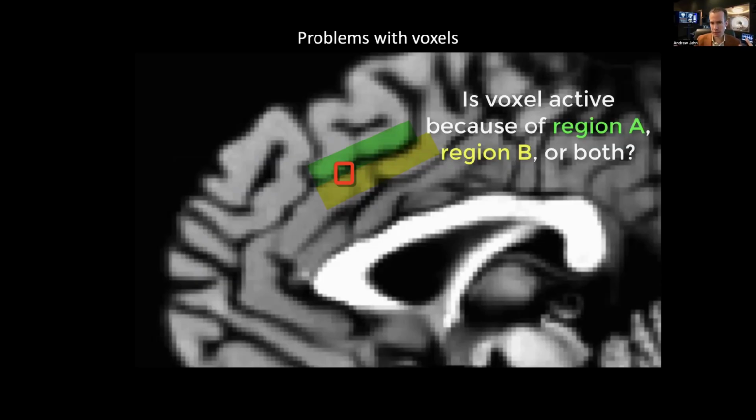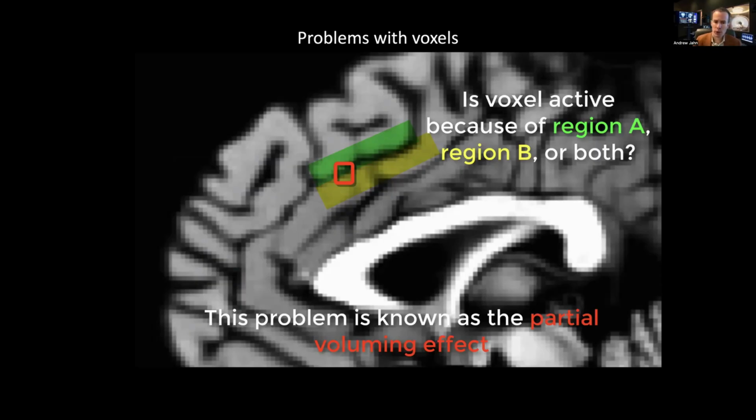So if I see the voxels active, is it because of region A shaded in green, region B shaded in yellow, or is it some mixture of both? So it can be very hard, or maybe impossible, to disentangle this. And in a somewhat different connection, people have called this a partial voluming effect.